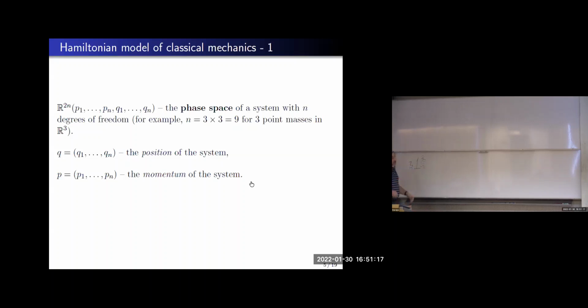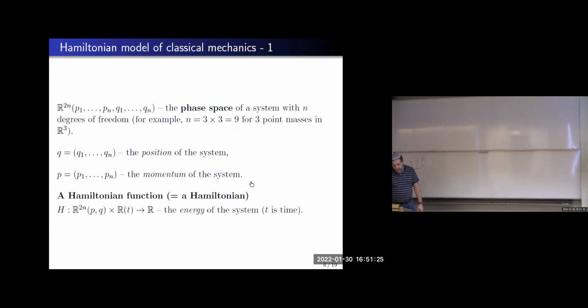So each point in R^2n describes the state of the system. Right? A classical mechanical state is completely described by the position and the momentum or velocities. And then there is an additional input: you have a Hamiltonian function. The rest of the information about the system is described by one function called the Hamiltonian. It's a function on R^2n cross R in general, and this R is responsible for time. So t is the time variable. For each (p,q), at each moment of time, H at that point describes the energy of the system at that state, at that given moment of time.